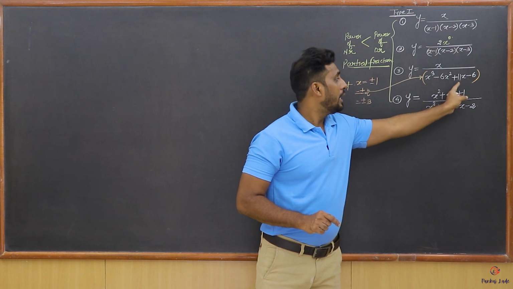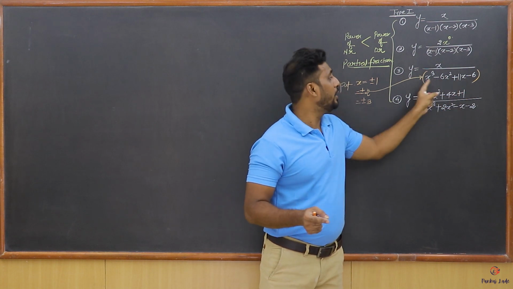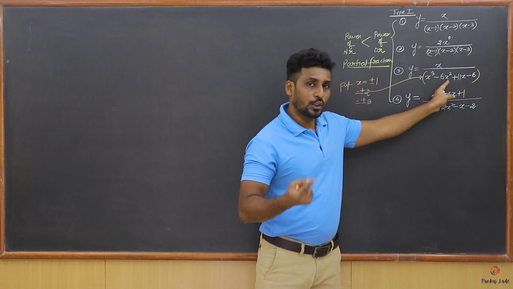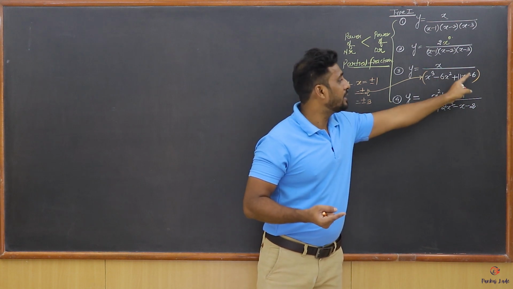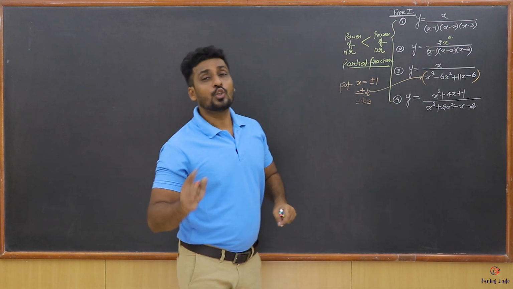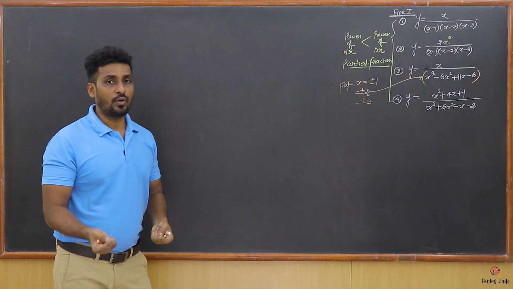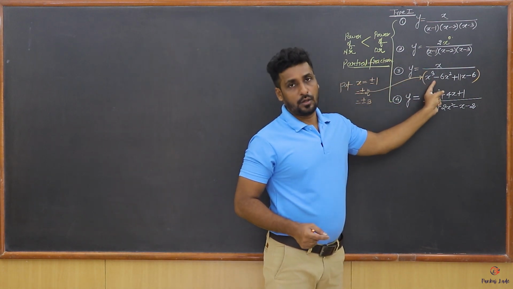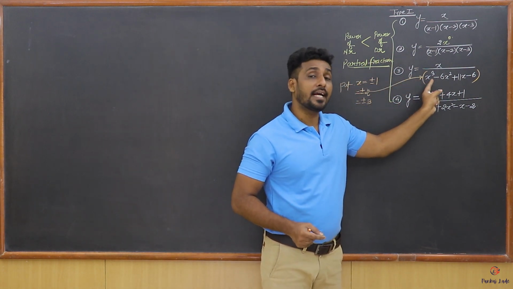1 cube is 1. 11 into 1, that's 11. So 11 plus 1, that became 12. X is taken as 1, so it's 1 square. You get 1 here, so that's minus 6 and minus 6. That becomes minus 12. So the answer is coming 0. Plus 12 and minus 12 definitely gives me answer 0. So 1 is satisfying this particular expression.